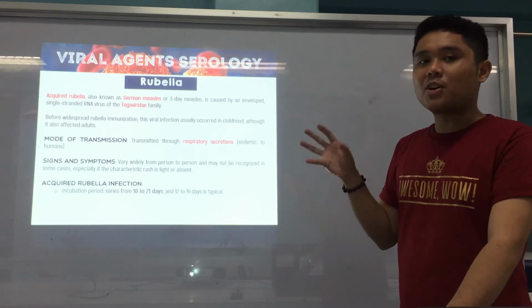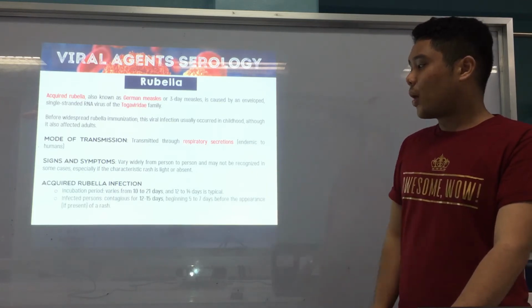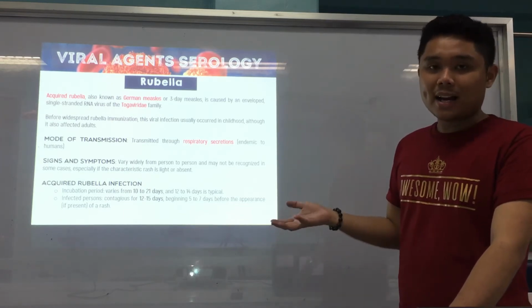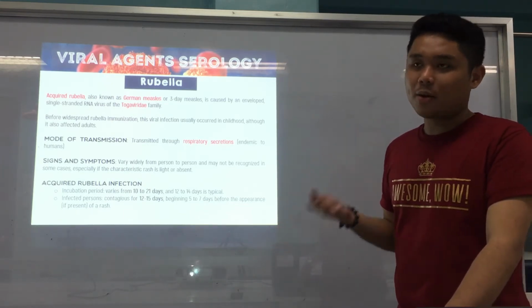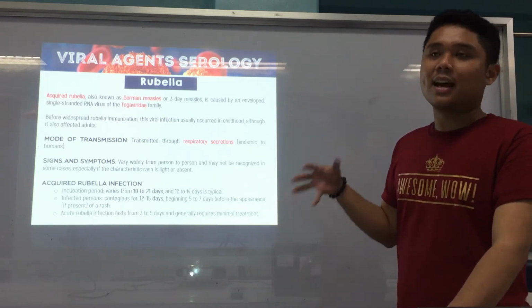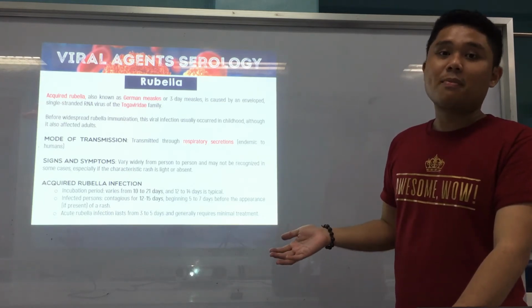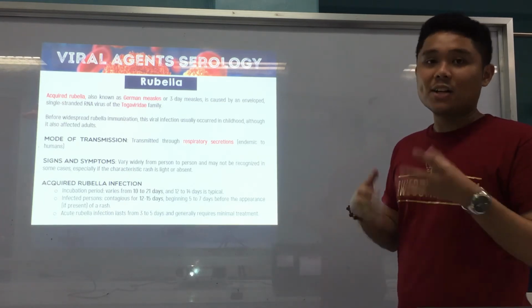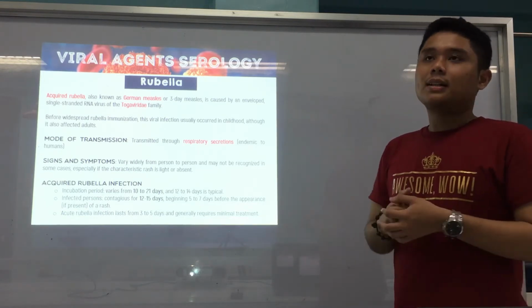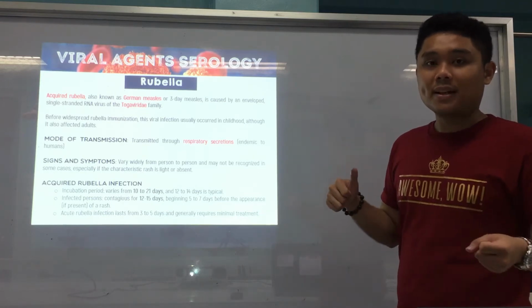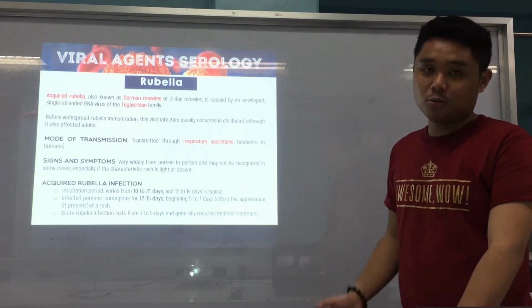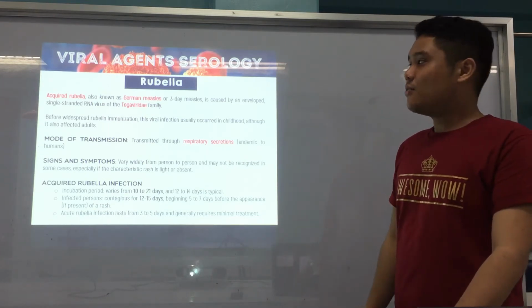A patient having rubella is contagious for about 12 to 15 days, beginning 5 to 7 days before the appearance of a rash. Some patients do not have rashes. Acute rubella infection lasts from 3 to 5 days and generally requires minimal treatment, so the body can handle it. It's self-limiting. Most viral infections are self-limiting, meaning they can resolve on their own, and you don't need intense treatment. But some can progress to lifelong infections. You already know that from virology.